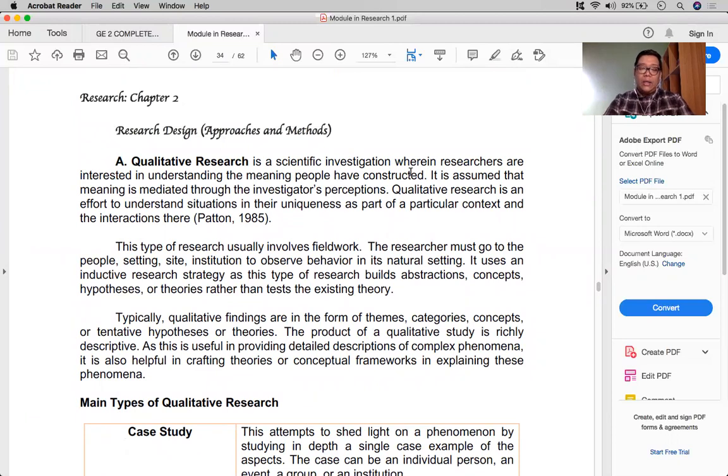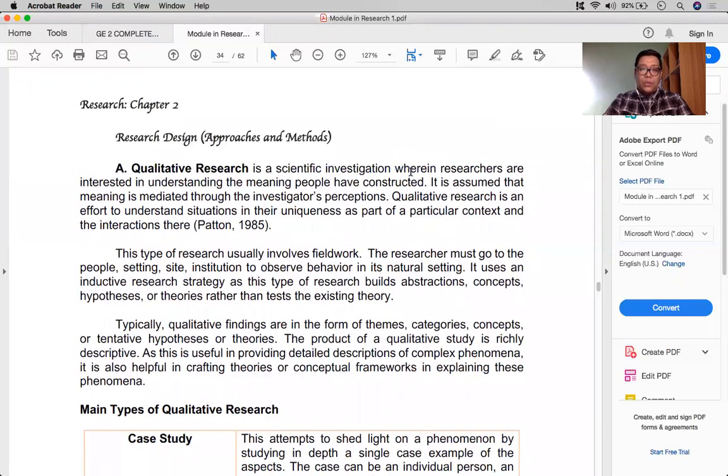Although I had a previous discussion of the different approaches to research, the qualitative, quantitative, and mixed method, please do know that in Chapter 2 writing, we really need to emphasize here the approach that we will be using in our proposal. So first approach to research is qualitative research, and this should be mentioned also in your research design.